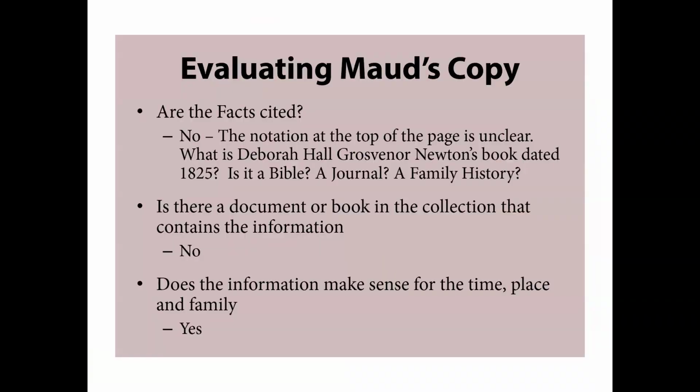Are the facts cited? No. The notation is very unclear. We don't know what Deborah Hall Grosvenor Newton's book is, that's dated 1825, if it was a Bible, a journal, or a genealogy. Next question. Is there a document or book in the collection that contains the information? No. Does the information make sense for the time, place, and family? Yes. So it seems there is some type of possible new information that we want to look into.